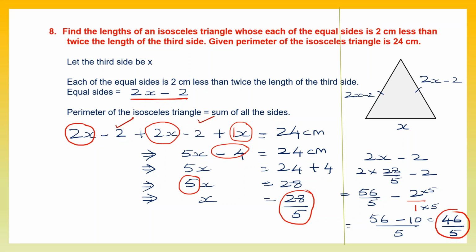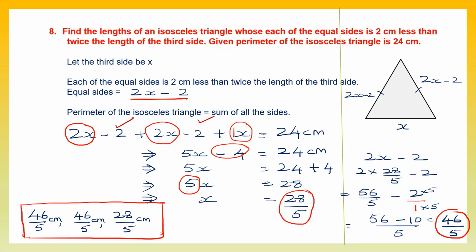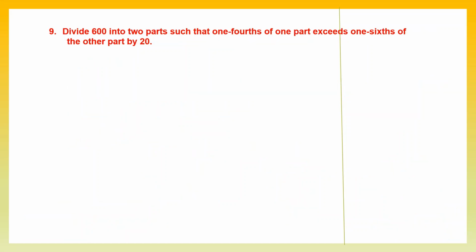So let's write down all three sides' measurements. The first side will be 46 by 5. Second side will be 46 by 5. These are the equal sides. And the third side will be 28 by 5. And since we are talking about the length of the sides, let's write centimeter. So these are all in centimeters. The unit is centimeters. So we've got our final answer, the length of all three sides of an isosceles triangle.